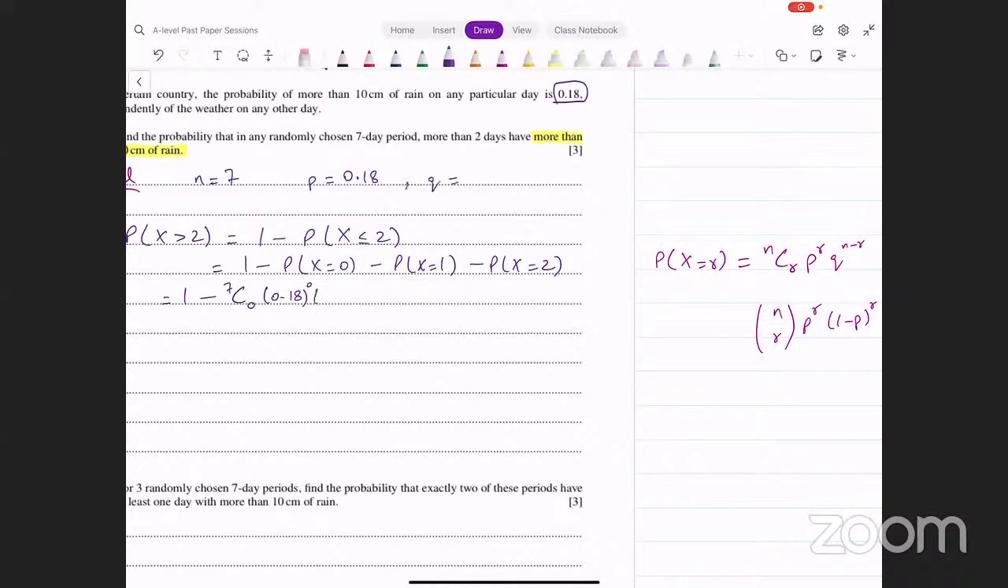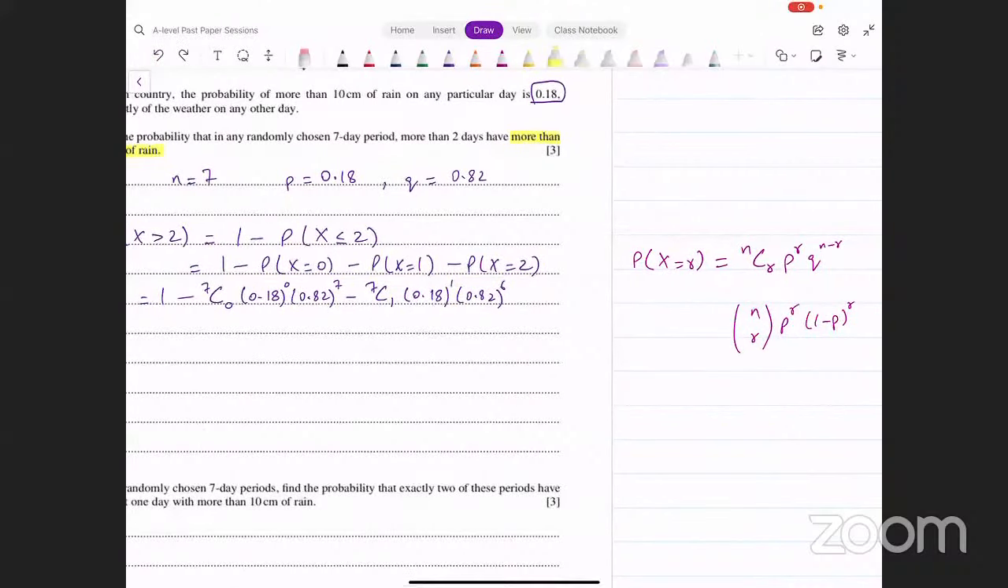q यहाँ पे evaluate कर लेते हैं. 1 minus this, that's going to be 0.82. 0.82 raised to power 7 minus 0, it's going to be 7. Okay, minus 7C1 into 0.18 raised to power 1 into 0.82 raised to power 6. Remember, ये इन दोनों का सम हमेशा 7 आना चाहिए, ये भी 7 आना चाहिए, ये भी 7 आना चाहिए. जो भी आप कैलकुलेशन कर रहे हो, पावर्स का सम यहाँ पे 7 होगा, because that's the total number n. Subtract from that 7C2 into 0.18 raised to power 2 into 0.82 raised to power 5, and that's going to give you the result.